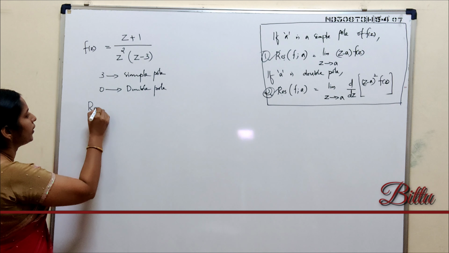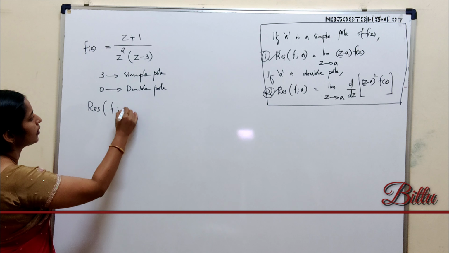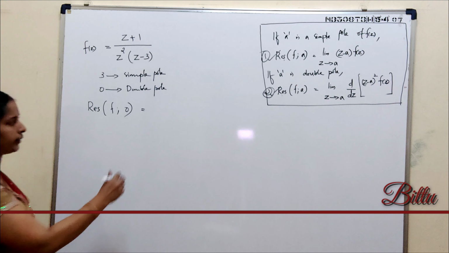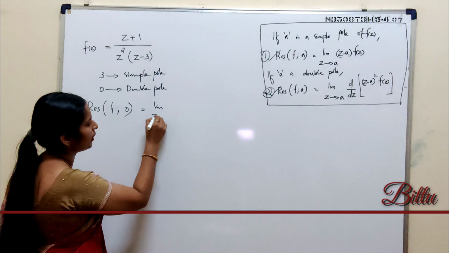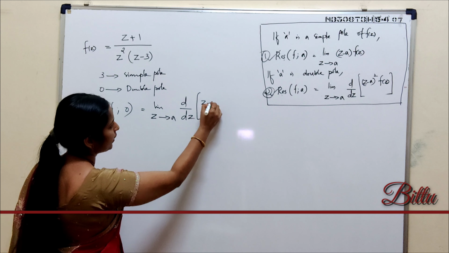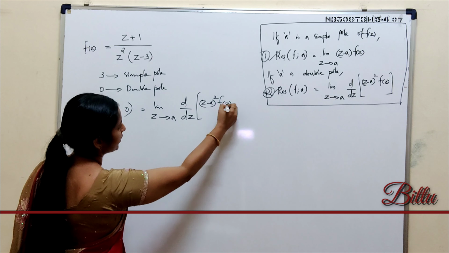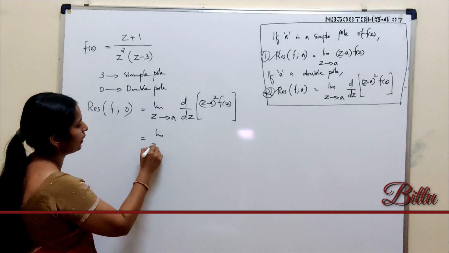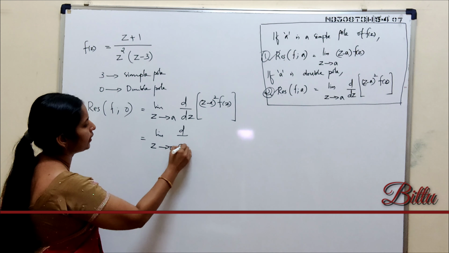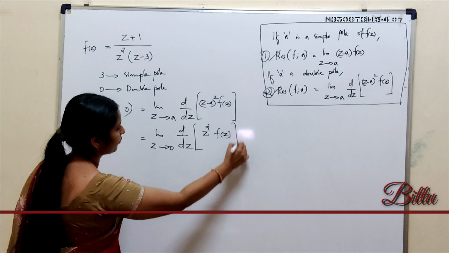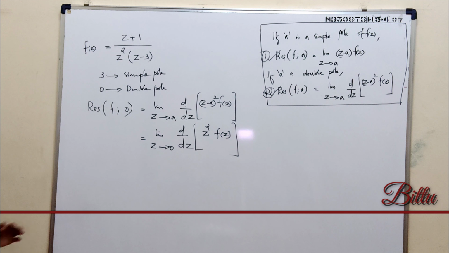Next, the residue of f at 0. Since 0 is a double pole, we have to use the second result. And it is limit as z tends to A of d by dz of (z minus A) the whole square f(z). Here the double pole is 0, that is A is 0, so limit as z tends to 0, first derivative of z square f(z). You replace f(z) and make a cancellation, then you take its derivative.